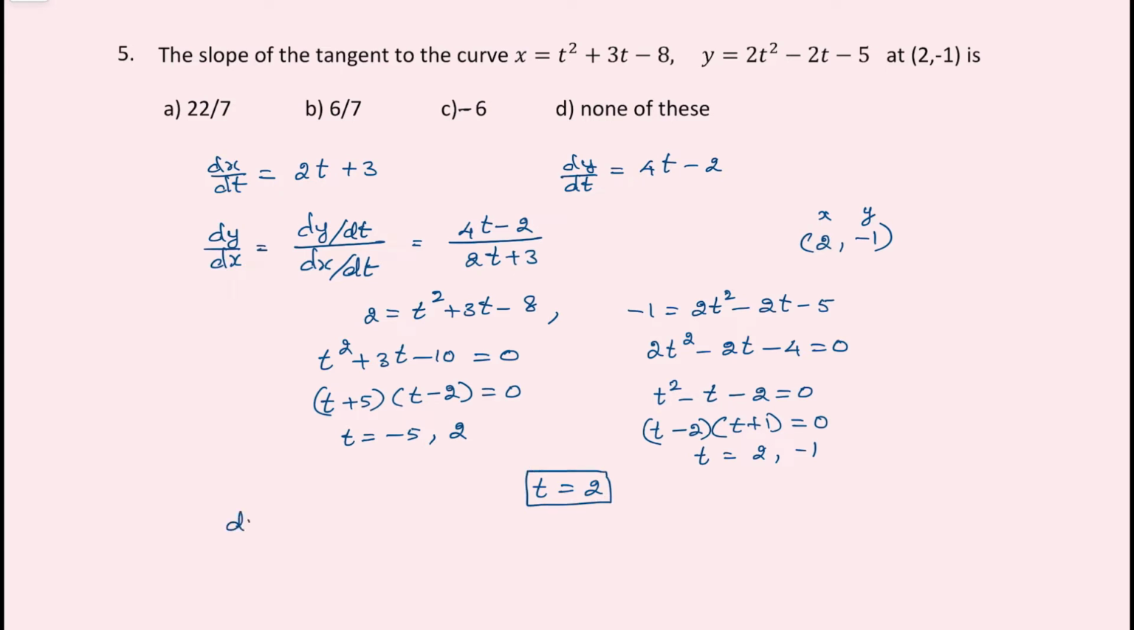Now we will find dy by dx when t is equal to 2. So it is (4t minus 2) upon (2t plus 3). Let us plug in the value 2 for t. 2 4s are 8 minus 2, divided by 2 2s are 4 plus 3. 6 over 7. The correct option is B.